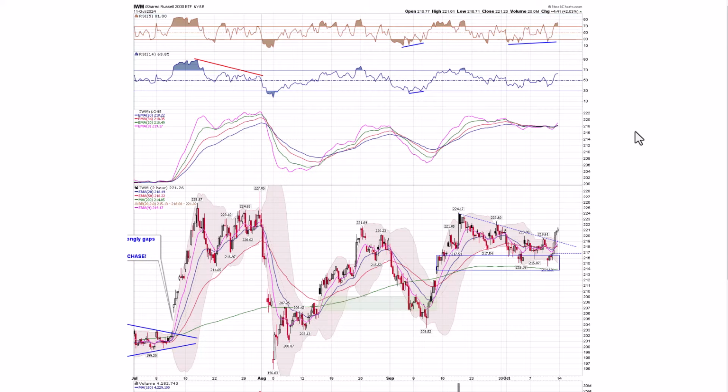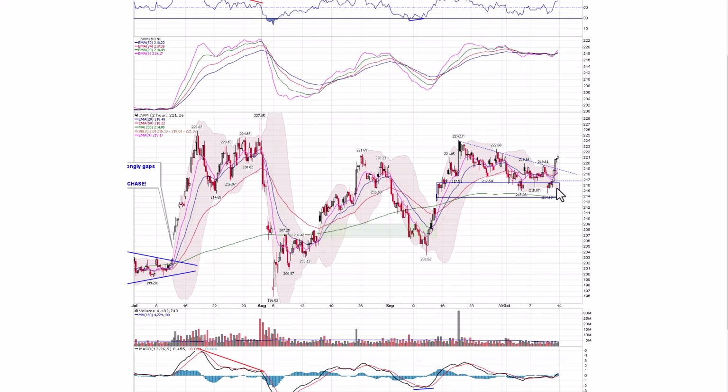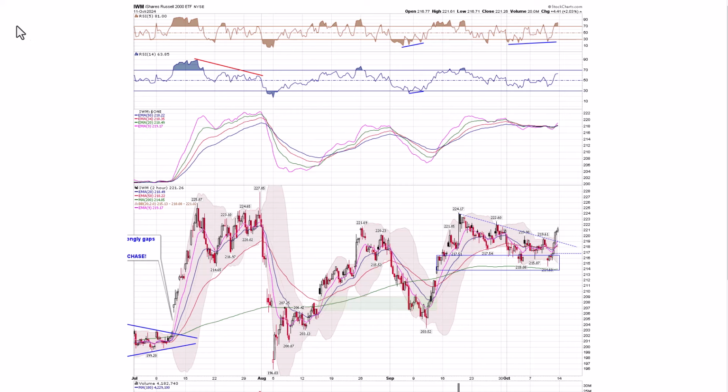And chart 31, here's a 2-hour view. You can see it held that demand zone last week. Took out a little downtrend line on Friday. We'll see what it does this week. And that does it for the major indexes, guys. Now let's go ahead and shift over to some of the major indicators that we like to follow.